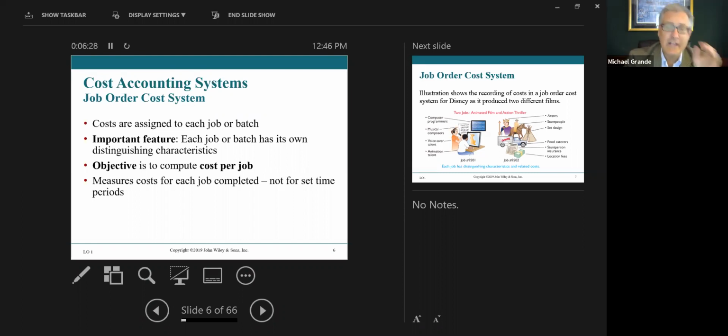So we want to keep track of each house. House number 1, what did house number 1 cost? What did house number 2 cost? Because they're going to be different. Again, the objective is to compute the cost per job or the cost per house. It measures cost for each job completed, not for a set time period.